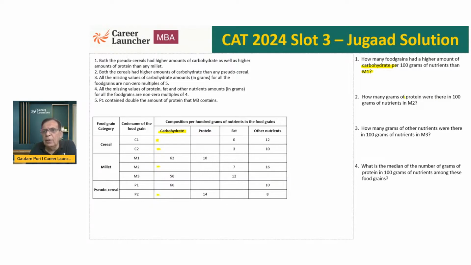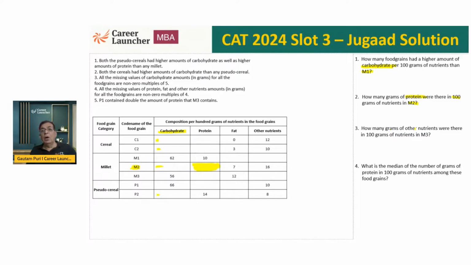How many grams of protein were there in 100 grams of M2? We need to find how many grams of protein there are in M2. As I said, if I can find protein in M2, I'll get carbohydrate in M2, and if I can find carbohydrate in M2, I'll get the protein in M2 also. So the question M2 is a very important item for me.